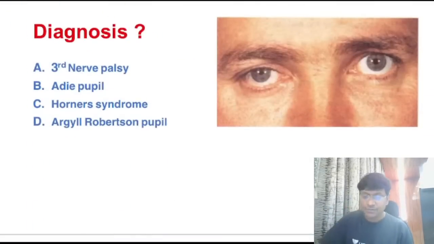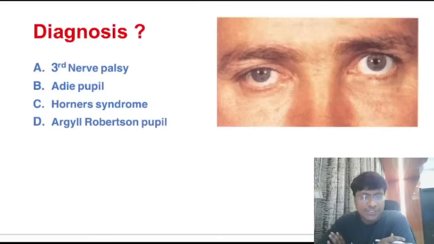Yes, please diagnose this clinical condition. Third nerve palsy, Adie pupil, Horner syndrome, Argyll-Robertson pupil. Yes, any one of you, please. What do you think is the correct answer? Right, very good, Bembong. The answer here is Horner syndrome. It is not Argyll-Robertson pupil, right? So it is Horner syndrome.